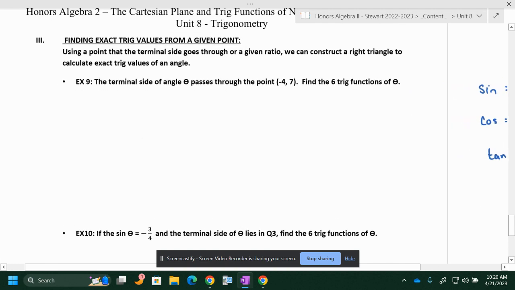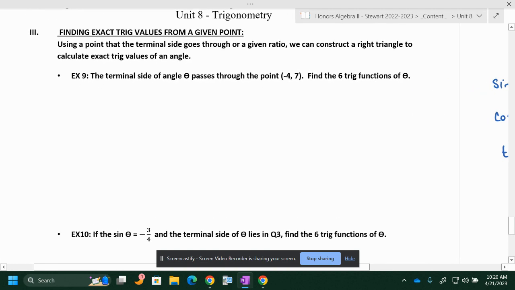This is where it gets a little more in depth. So finding exact trig values from a given point. We're going to use the point that the terminal side goes through or a given ratio. We can construct a right triangle to calculate exact trig values of an angle. And we're going to find all those 6 trig values: sine, cosine, tangent, cosecant, secant, and cotangent.